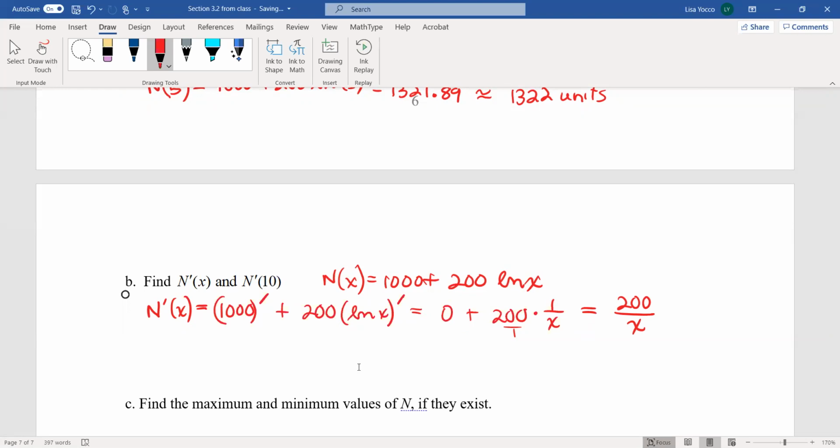All right. And then n prime of 10, that's just substituting 10 for x in the derivative, and that gives me 20.